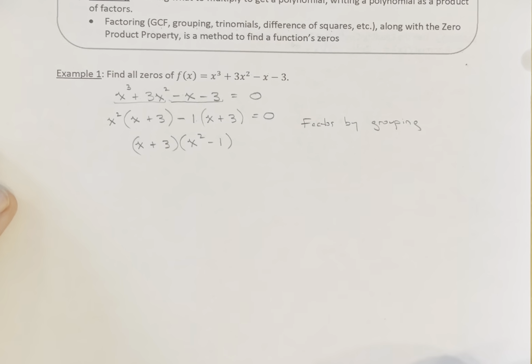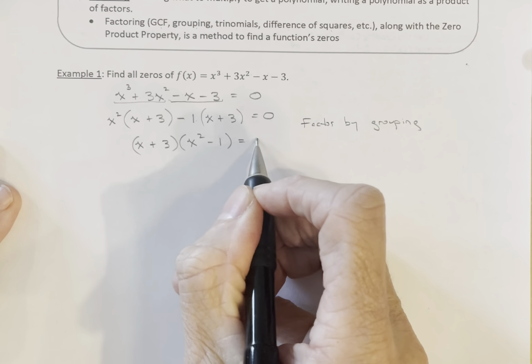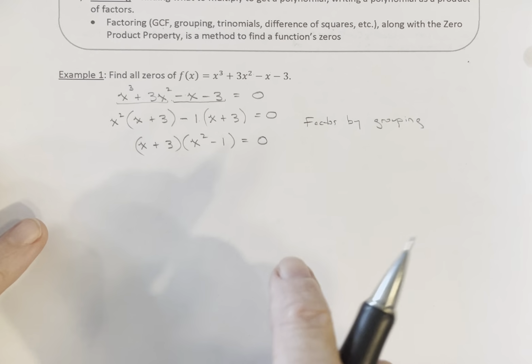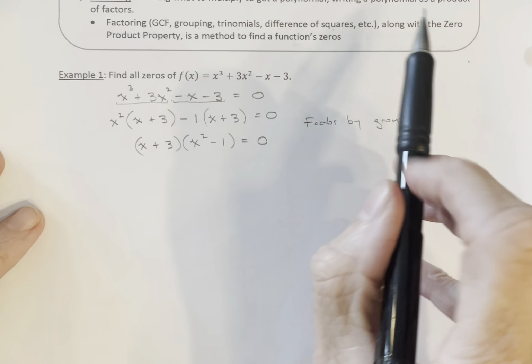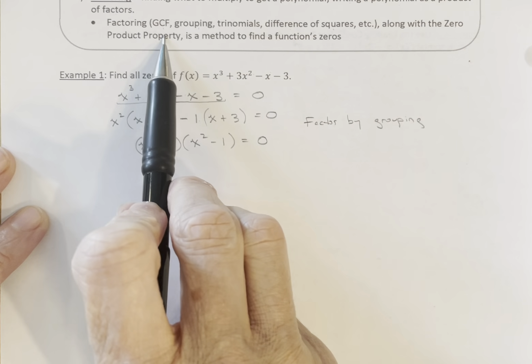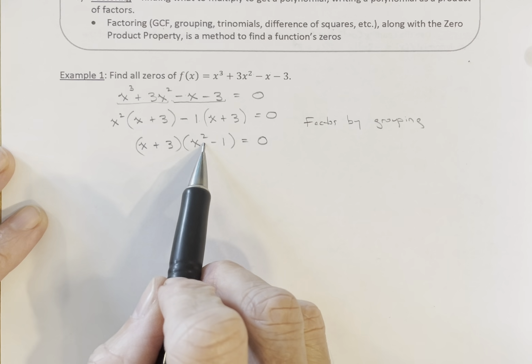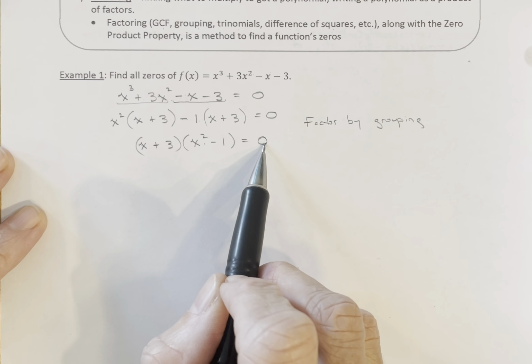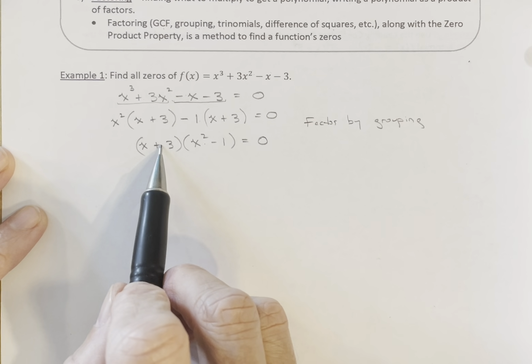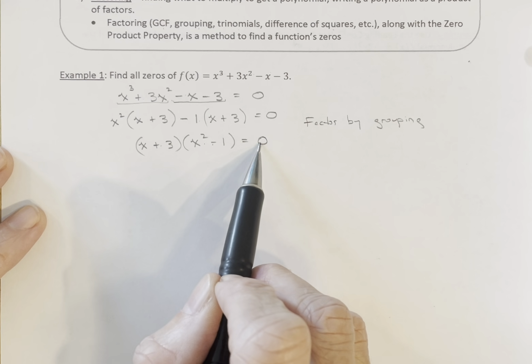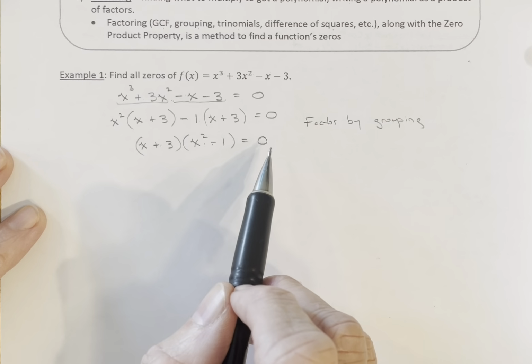So now we're here. Oops, I forgot, this has to equal 0. Let's not forget that equals 0 piece. That's what's important. Now we can use our zero product property. If things are multiplied together and their product is 0, then either this one must be 0 or this one must be 0. The only way you get 0 as a product is if one or both are 0.